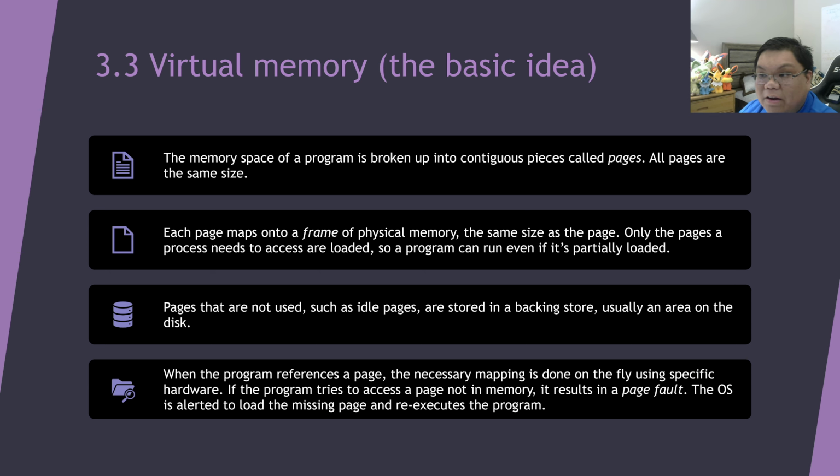So, here's the basic idea of paging. The memory space of a program is broken up into contiguous pieces called pages. All pages are the same size. Each page maps onto a frame of physical memory. It's the same size as the page. Only the pages a process needs to access are loaded. So a program can run even if it has pieces missing. We only load the pieces that are needed.